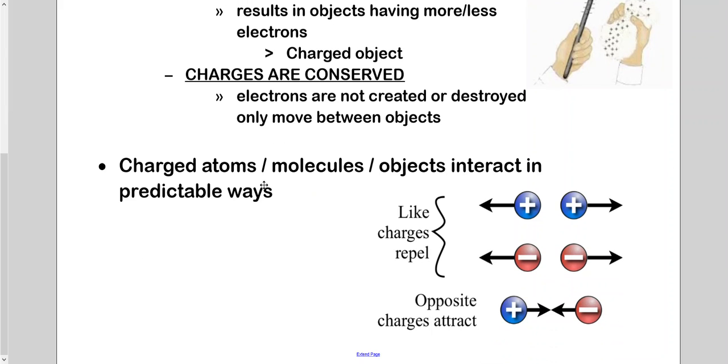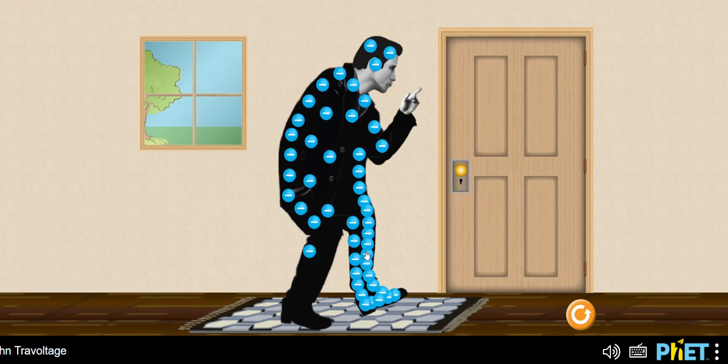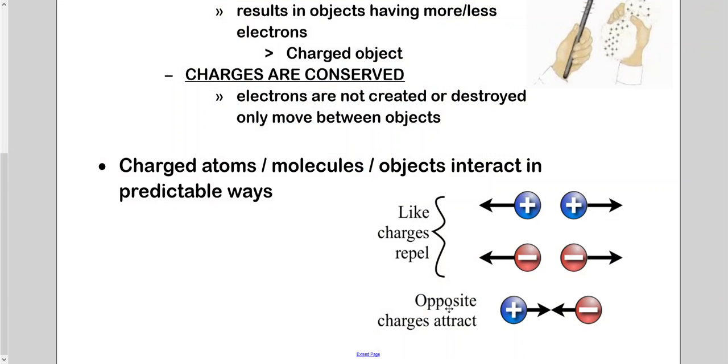Why does this happen? Well, the charged atoms or molecules interact in predictable ways. Again, something that we're probably familiar with, like charges repel and opposite charges attract. So if we go back to this picture, what you can see slowly over time is these electrons, negative charge, moving away from each other. They're spreading themselves out. Well, why is that happening? That is because like charges repel. So if I take two negative charges and have them near each other, they're going to push away from each other. Same would be true of two positive charges, whereas if I have a positive and a negative charge, they would be attracted to each other. So this is an important rule to remember.